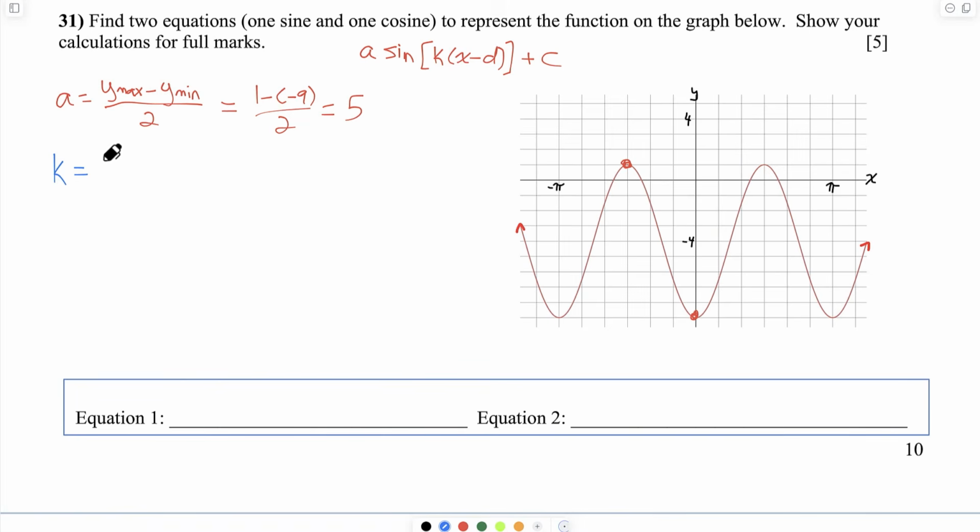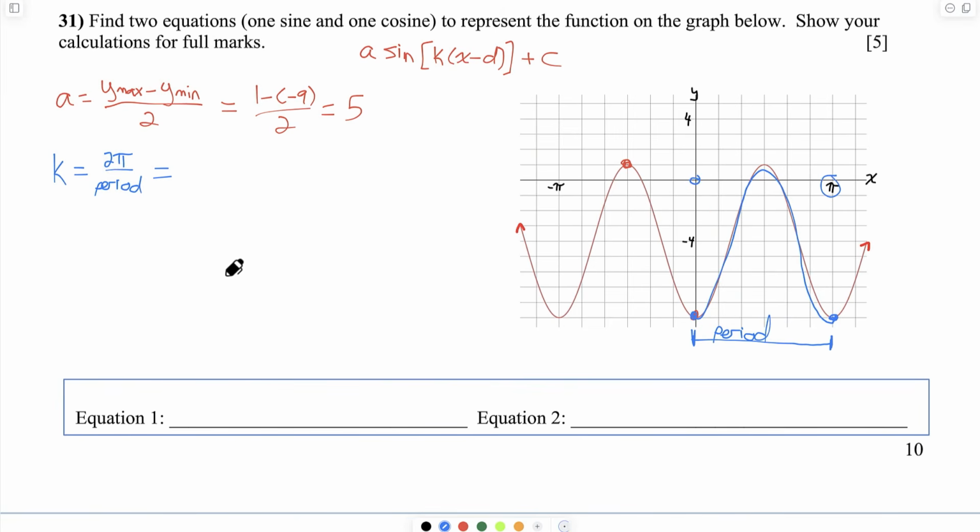K we can calculate by doing 2 pi divided by the period of the function. The period is the horizontal length of one cycle. I think it would be easiest if I mapped off between min values on this function to find the horizontal length of one cycle. So the period goes from there to here. That's the horizontal length of one cycle, so that's the period. And what is the length of that cycle? Well, the cycle starts at an x value of 0 and finishes at an x value of pi.